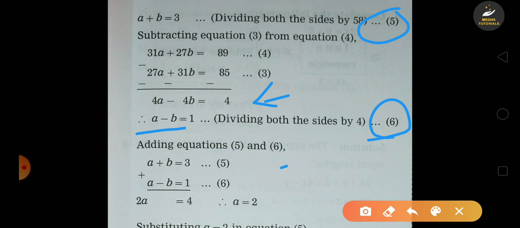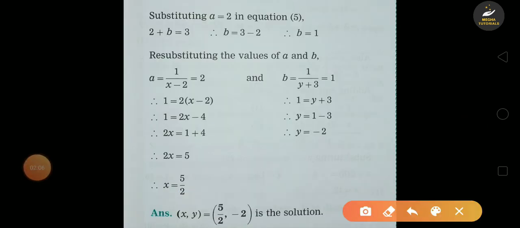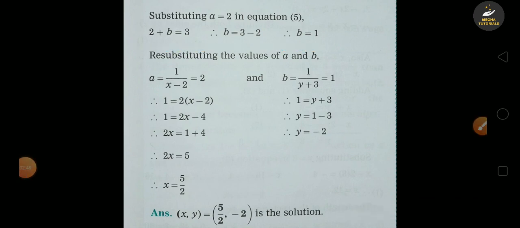So adding equation 5 and 6, after addition plus b and minus b will cancel. So you will get 2a is equal to 4, that is a is equal to 4 upon 2, therefore a is equal to 2. Substitute the value of a in equation 5. So after substitution you will get the value of b, that is b is equal to 1. Substitute values of a and b into the original equation.